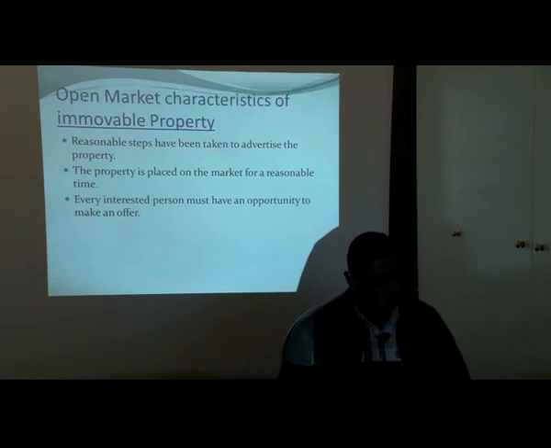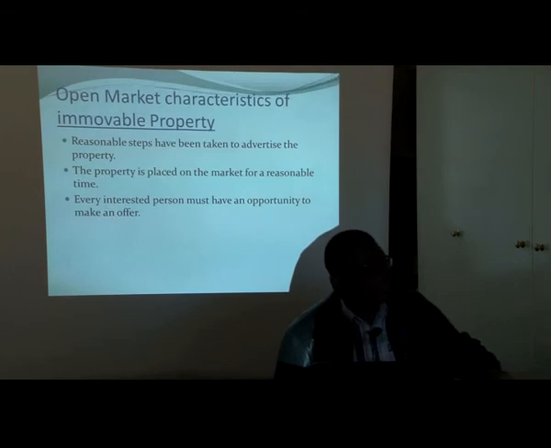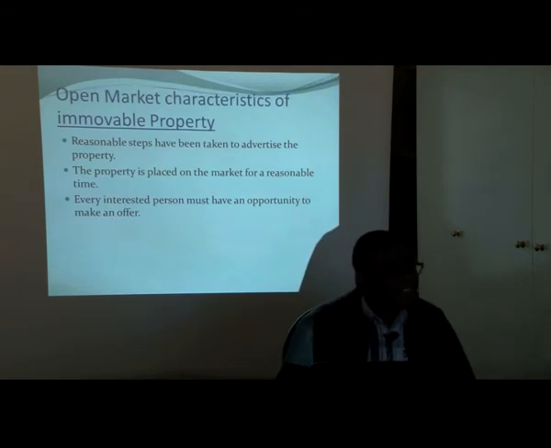The property is placed on the market for a reasonable period of time such that every interested person must have an opportunity to make an offer. Then if these three conditions exist, I think there is another fourth condition. Look at your textbook. Yes, it is that the property is sold under usual conditions.